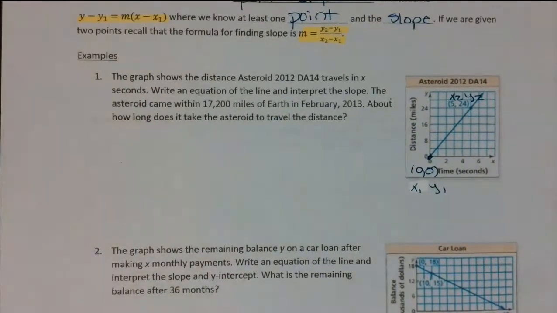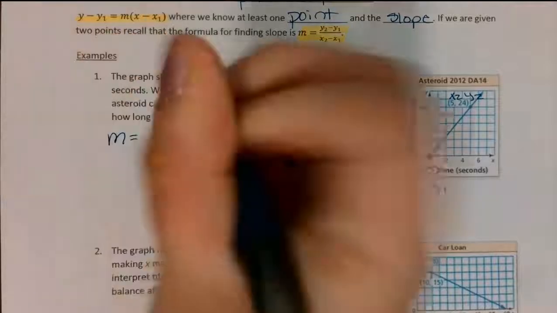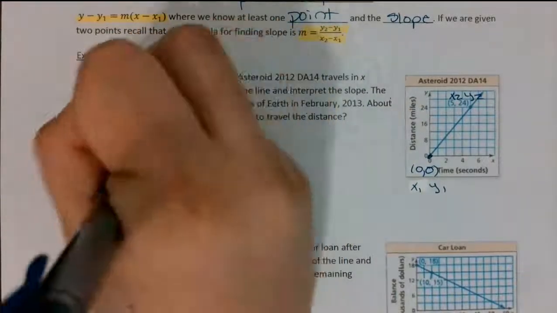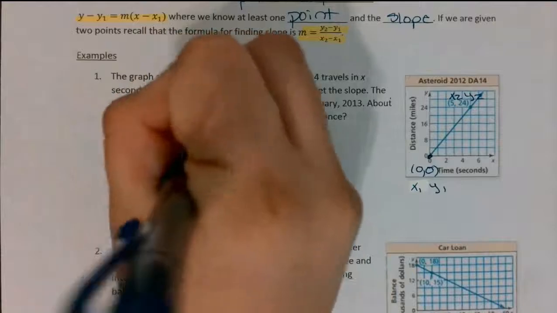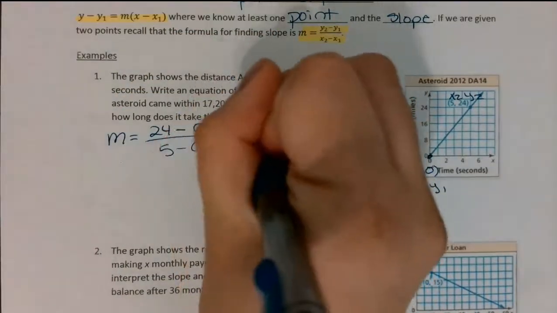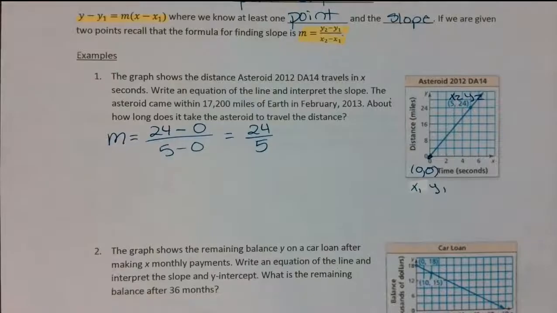Okay, then I want to plug into my slope formula. So I'm going to have 24 minus 0 over 5 minus 0. If I simplify, I get 24 over 5. That is the slope of my line. What I want to do now is write the equation of my graph. I have two choices here.